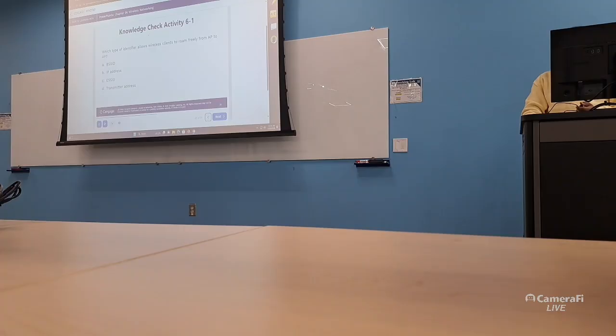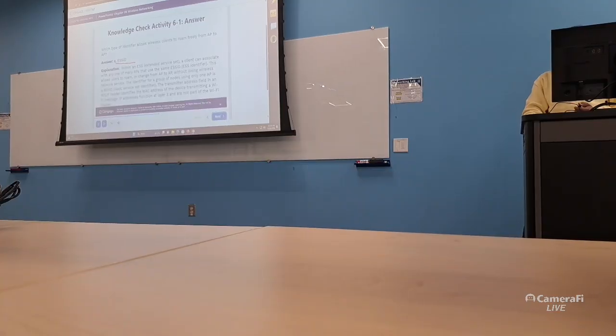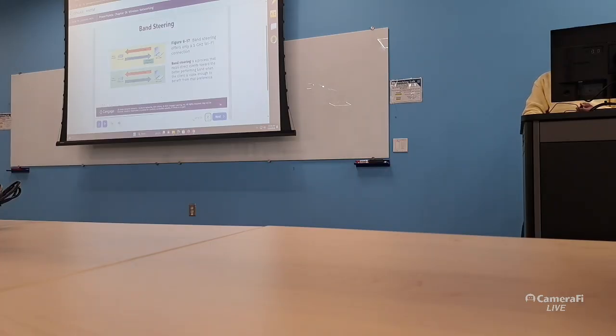Yep. So this is the knowledge check I already asked. So this is your answer for the question. Which type of identifier allows wireless clients to roam freely from access point to access point? It's ESSID, which is basically a part of mesh topology here, ESSID, or extended service set.